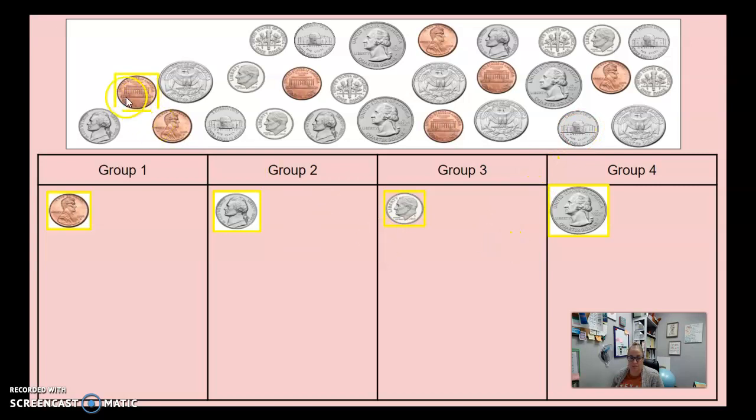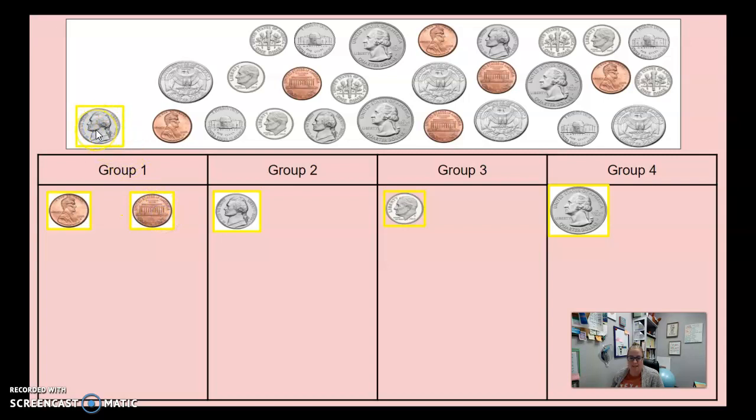So let's look at this one. It is a brown copper color, and it's the tail side. Where's it going to go? Is it going to go in group 1, 2, 3, or 4? Yeah, that's right. It's going to go with group 1 because it's a penny. All right, what about this one?